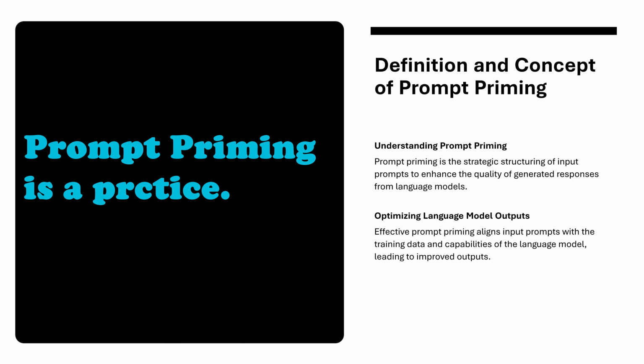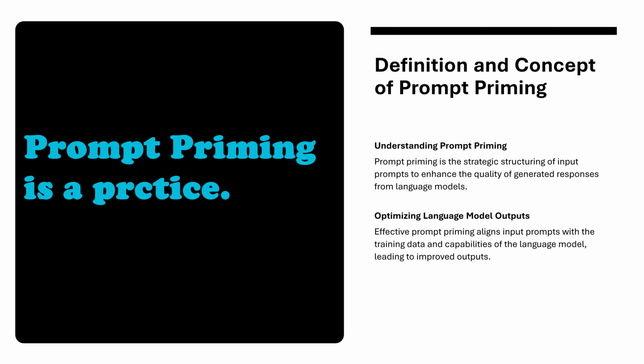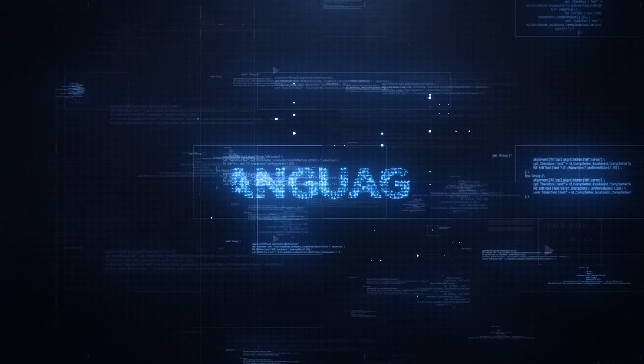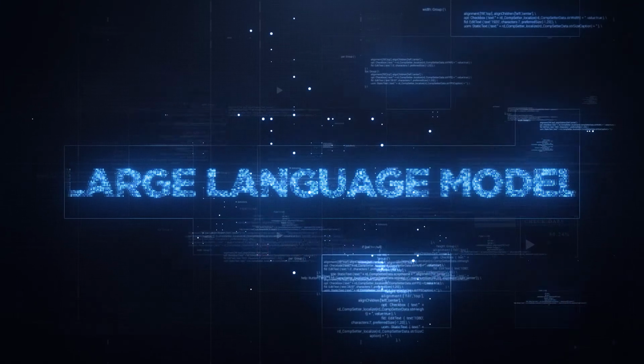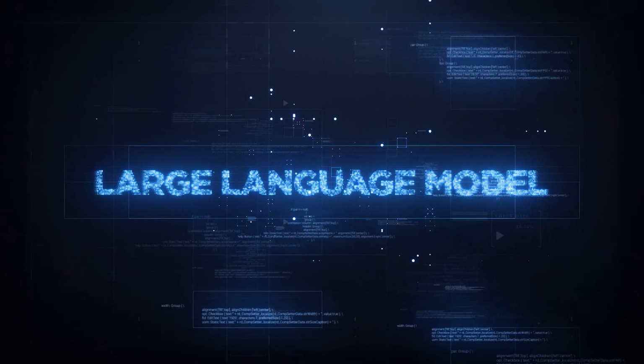Prompt priming refers to the practice of structuring input prompts in a way that optimally guides a language model to generate high-quality responses. It involves crafting prompts that align with the model's training data and capabilities. So this is the concept of prompt priming. Basically, when you are dealing with the language model, you should factor in a few things and then you can give the answer. Okay, let's move on.